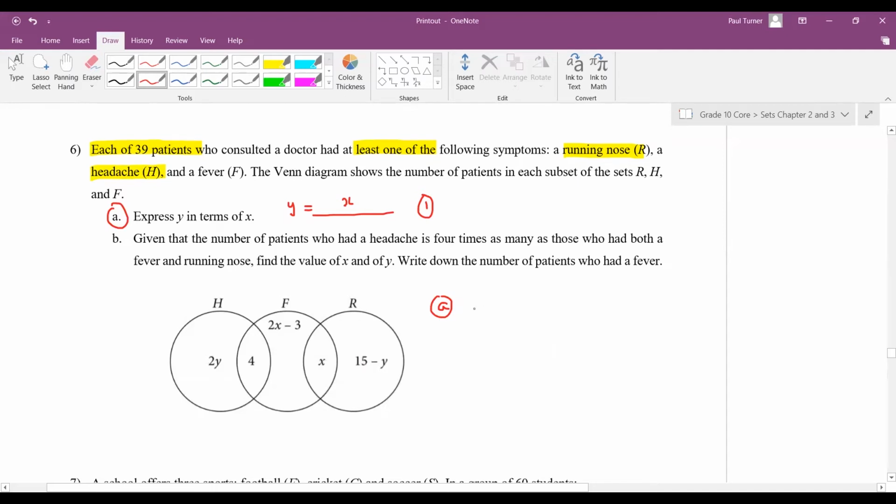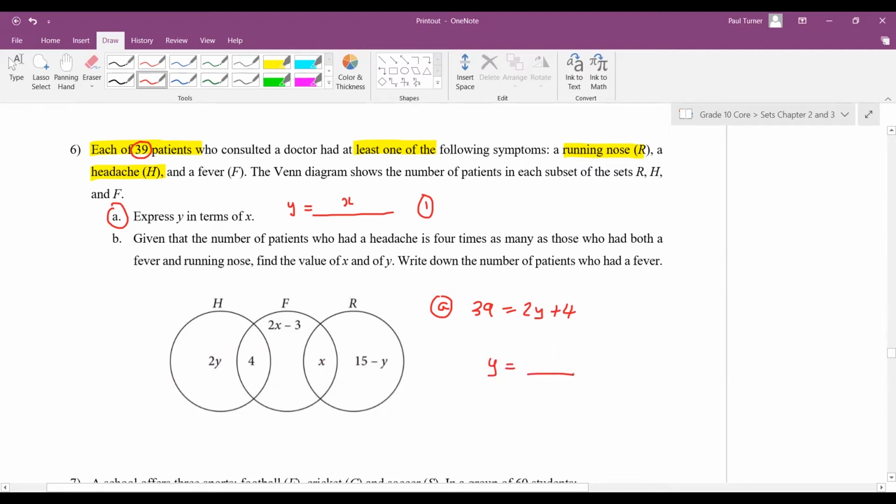If you think you've got an answer, let me know here. And you're using this number 39. Should equal the sum. So I'll start you off. 39 will equal the sum of each part. So 2y plus 4 and so on. And add the rest up. And then simplify it to be y equals something.